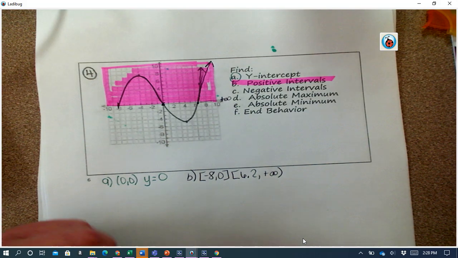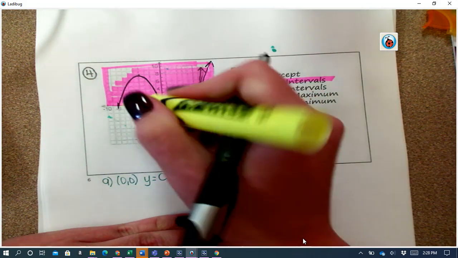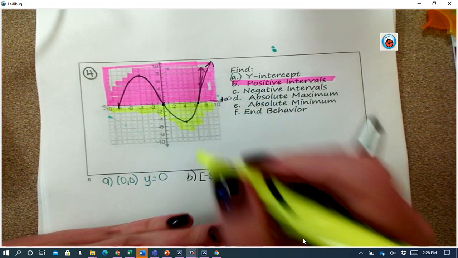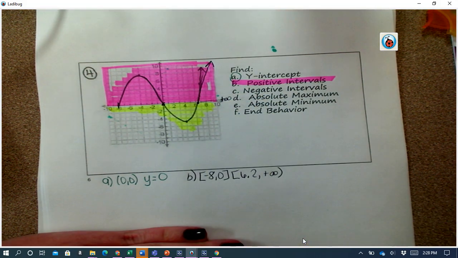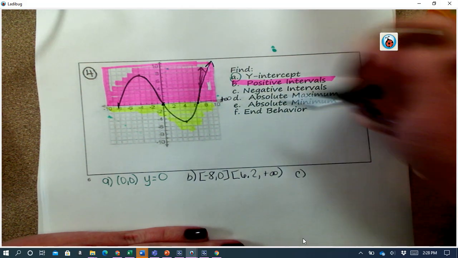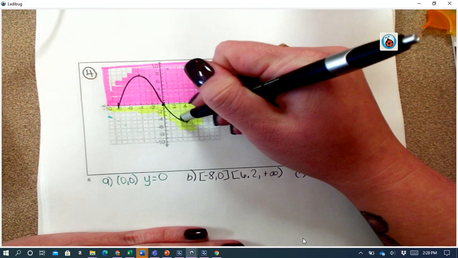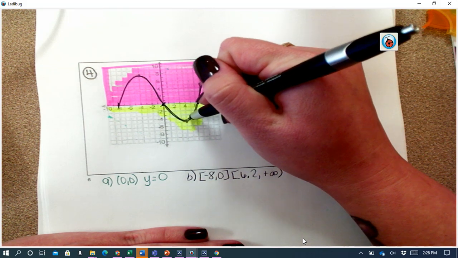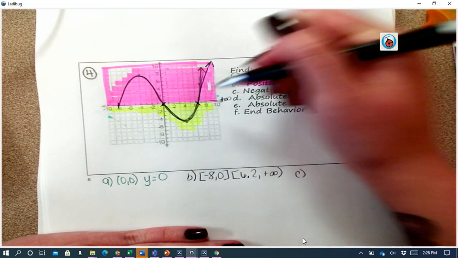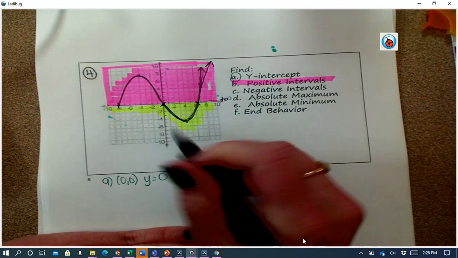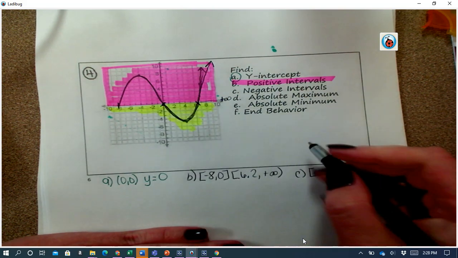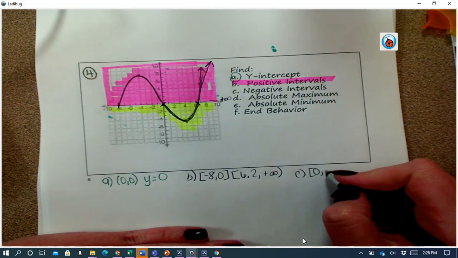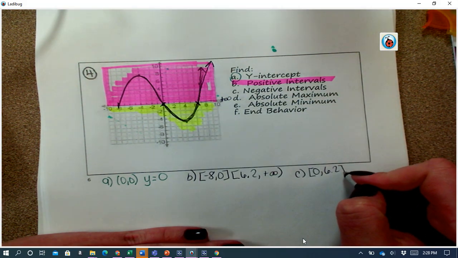The negative intervals are the x values where your graph is below the x-axis. So for part C, this is the only section here that is below the x-axis. It starts being negative here, comes over, stops being negative there. So this x value right here is 0. This x value right here is 6.2.